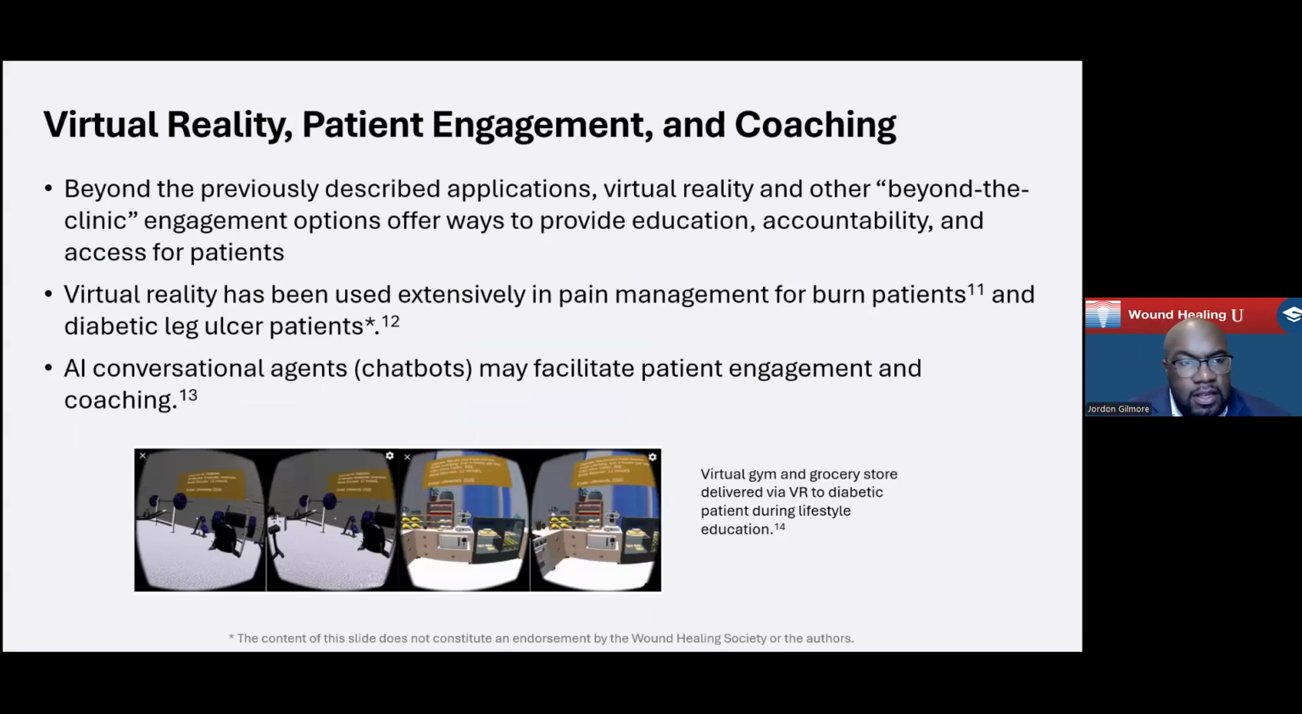And then wrapping up here, we have things like virtual reality being used for pain management and also for education and training for patients, trying to engage them both inside the clinic and outside. Things like using AI conversational agents like Siri to do coaching. So there's lots of things that we use every day that are making their way into clinical practice.